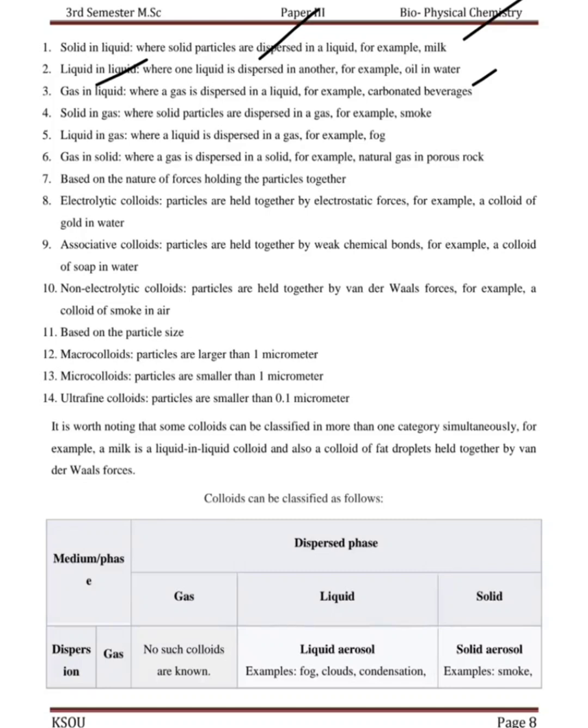Solid in gas, for example smoke. Liquid in gas, where liquid is pressurized, can be seen in fog. And also gas in solid, like natural gas in porous rock, where some of the gas is liberated from the porous rock. These are the types by which classification of colloids can be done, based on the nature of the force holding them.